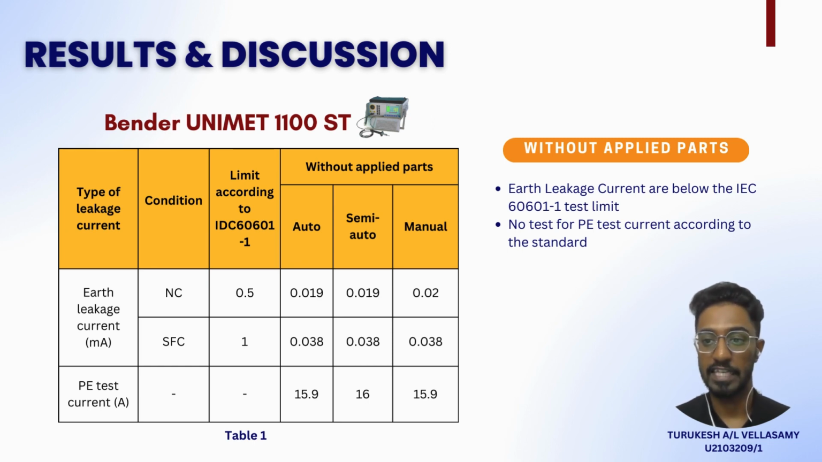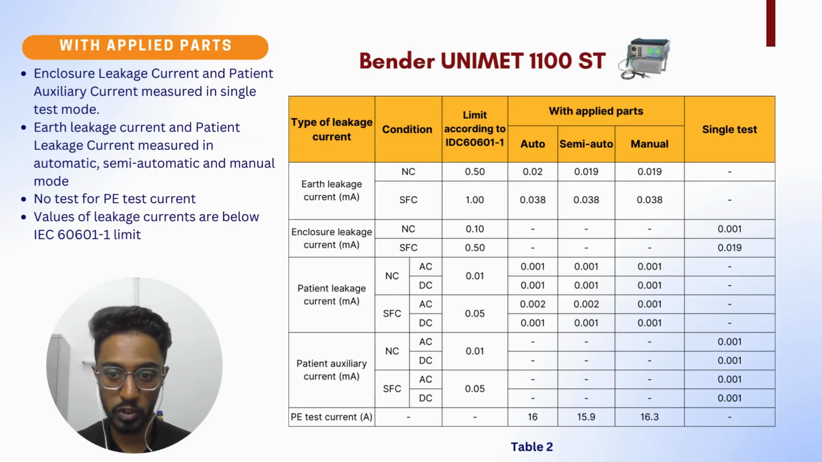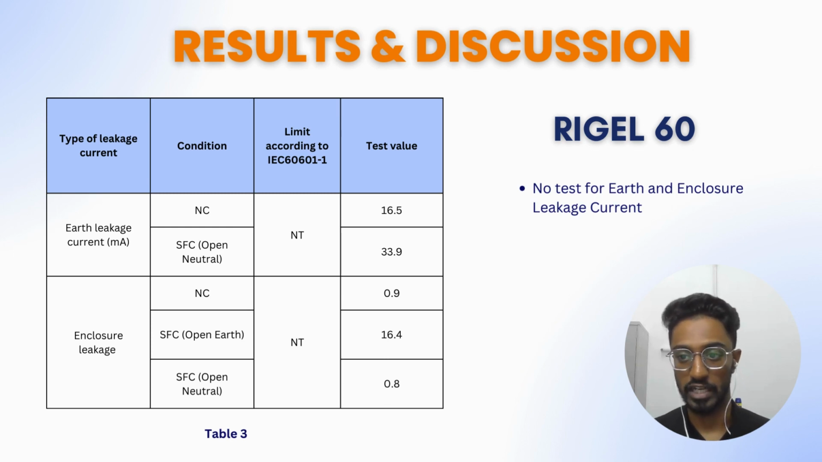We observe that the earth leakage current for both normal condition and single fault condition are below the IEC 60601-1 test limit. From table 2, we know that the enclosure leakage current and patient auxiliary current can only be measured in single test mode, while earth leakage current and patient leakage current can be measured in automatic, semi-automatic, and manual mode. The values for leakage current are all below the IEC 60601-1 test limit, and the leakage current and enclosure leakage current were measured using the Rigel Safe Test 60 according to the IEC 60601-1 test.